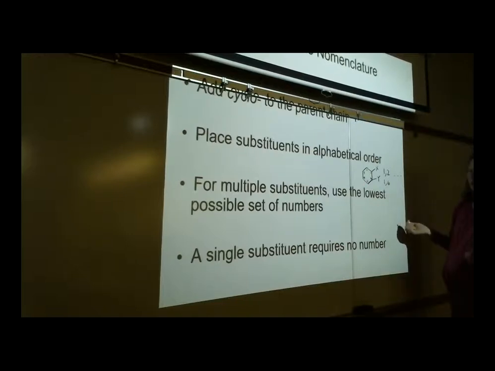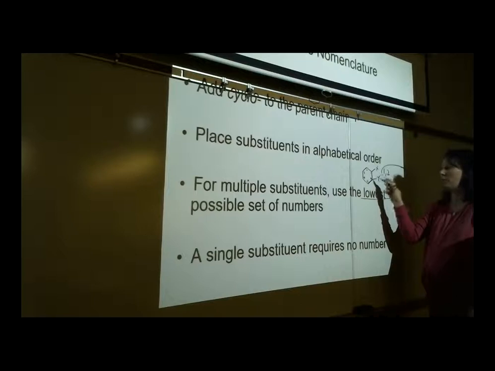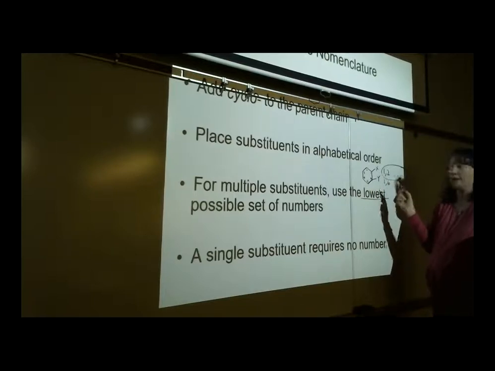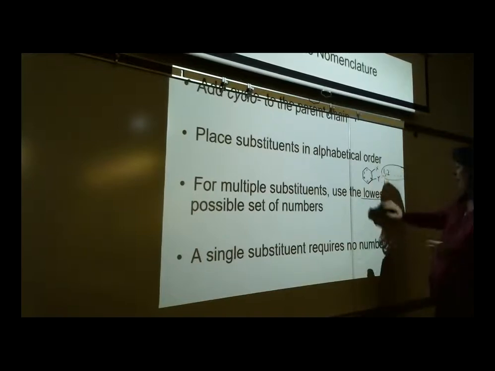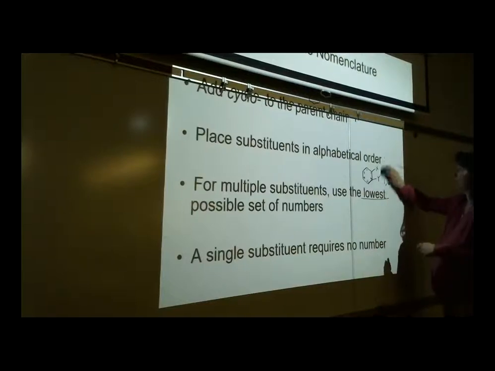Which one is correct? 1, 2. You want to number so that you use the lowest possible set. That means that when you've established who's carbon number 1, now you need to decide whether to number clockwise or counterclockwise, and the way we do that is the way that gives us the lowest set of numbers. 1, 2 is correct, 1, 6 would be incorrect. And then if there's a single substituent, then you don't need a number.